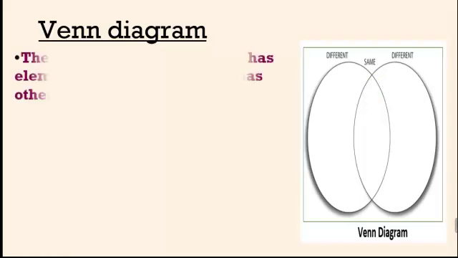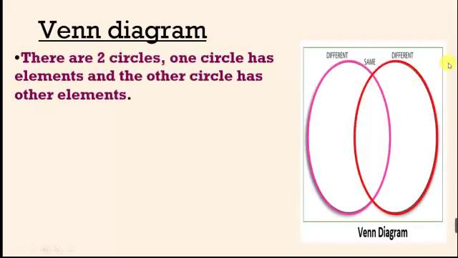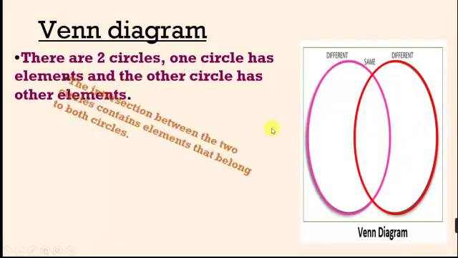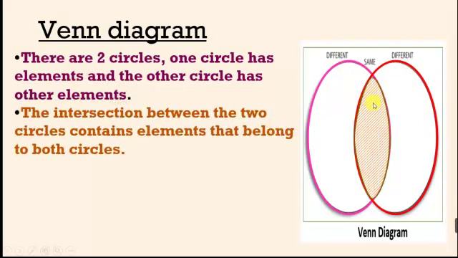Let's see how. I have two circles, the pink one and the red one. The first circle will have some elements, and the other circle will have other elements. The area between them will have the common elements. For example, if the first circle has the quadrilaterals and the other circle has the red figures, this area will have the quadrilaterals that are also red figures. We will see some examples to illustrate this idea more clearly.